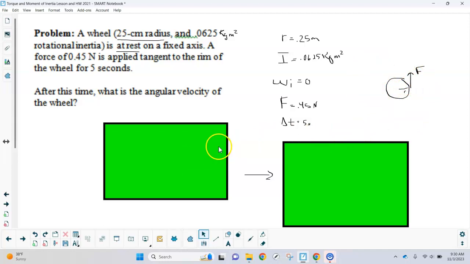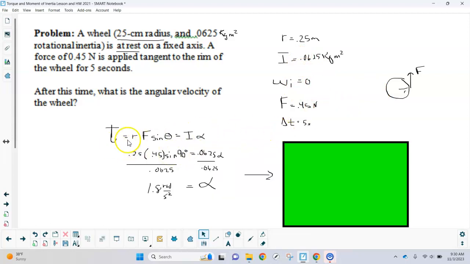So what we need to do is solve for, okay, what do I have? I have F and I have R, so I can figure out how much torque is being applied. Once I get the torque, then I can use that with the I value to get the acceleration, and then once I have the acceleration, I can use kinematics to get the final speed after some time. So I wrote it out here. Torque equals r F sine theta.